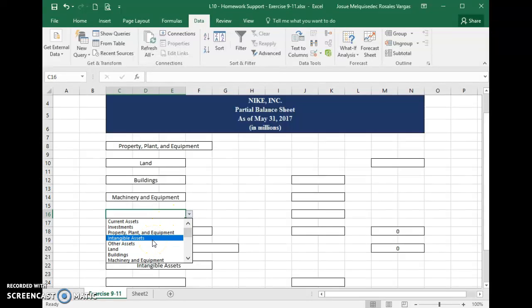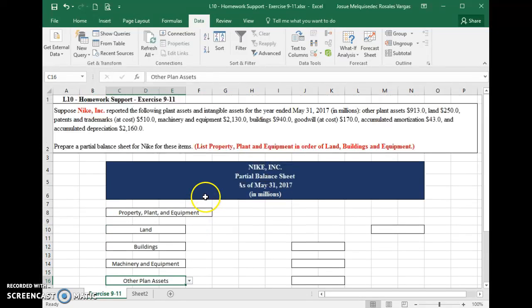But remember, when we're talking about current assets, we will find other assets like I'm showing you here in this video. But remember that we're talking about property, plant, and equipment, so we have to look for other plant assets. I'm sorry, I wrote plant here, but it's other plant assets. So now we will go ahead and look for the information for land.